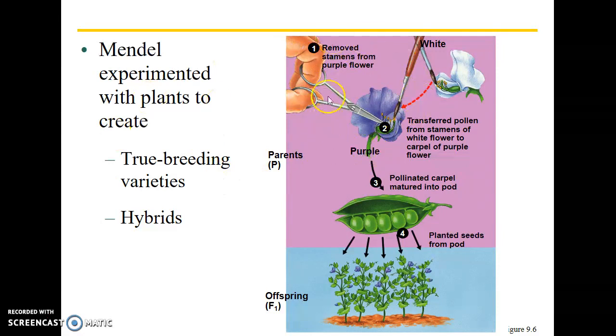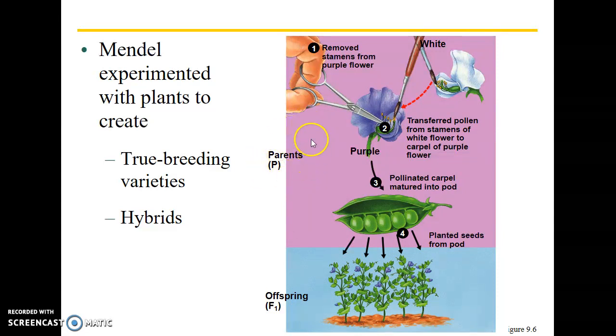So the nice thing about these pea plants is they can very easily be manipulated. Pea plants, like a lot of other plants, are capable of sexual reproduction. And in this case, you can transfer pollen from the stamens of a white flower to the carpel of the purple flower. So the carpel would be the female reproductive parts, stamen, male reproductive parts. And the pollinated carpel will mature into a pod, and then you can plant the seeds from that pod, and then you can get the offspring of that cross.